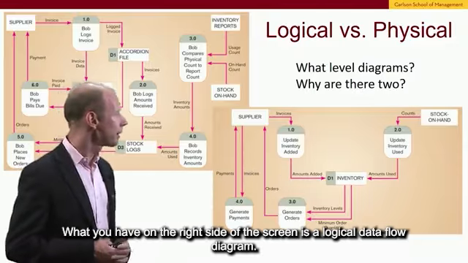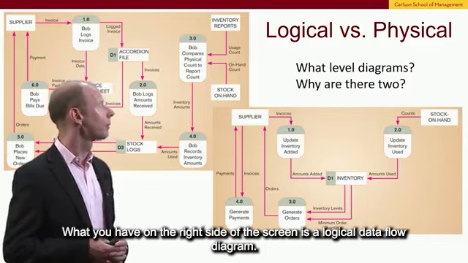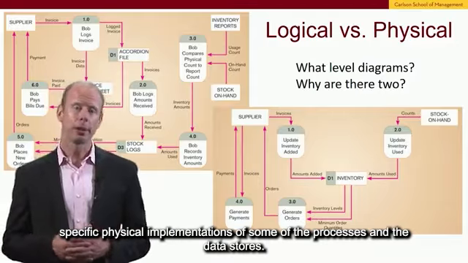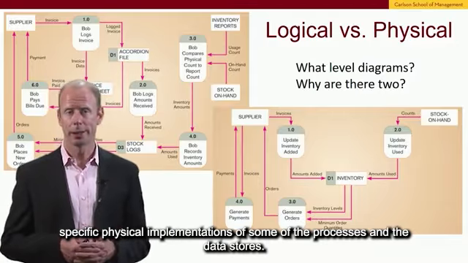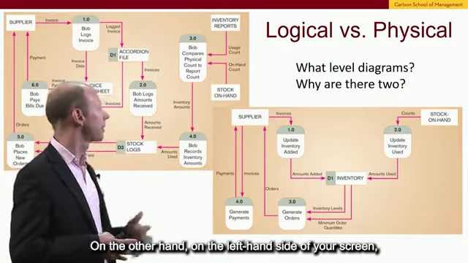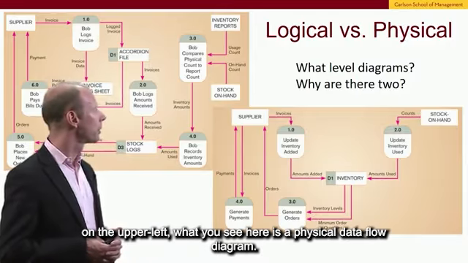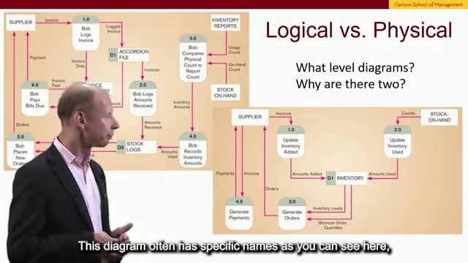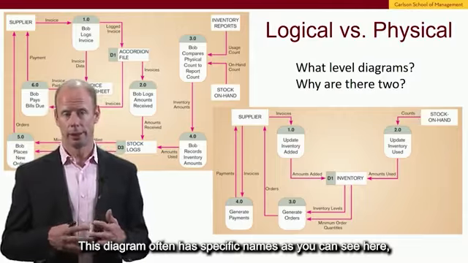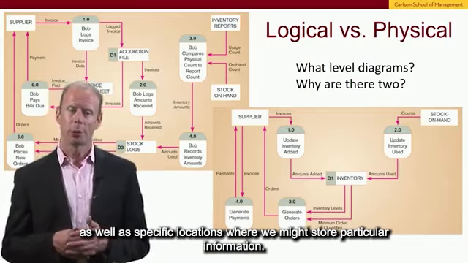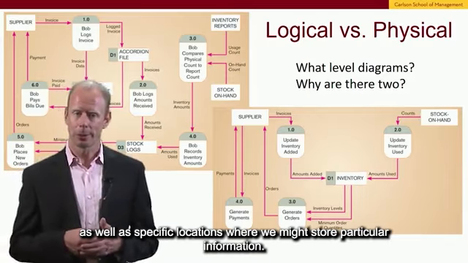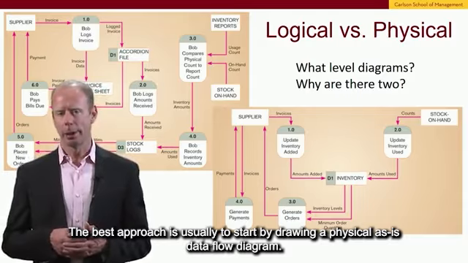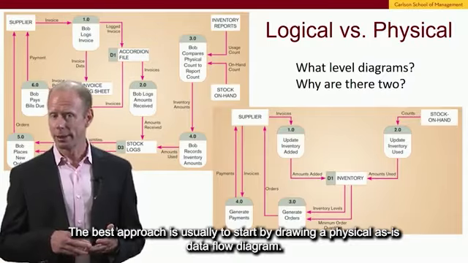What you have on the right side of the screen is a logical data flow diagram. You'll notice that it does not make any reference to specific physical implementations of some of the processes and data stores. On the other hand, on the left-hand side of your screen, on the upper left, what you see here is a physical data flow diagram. This diagram often has specific names, as you can see here, as well as specific locations where we might store particular information.